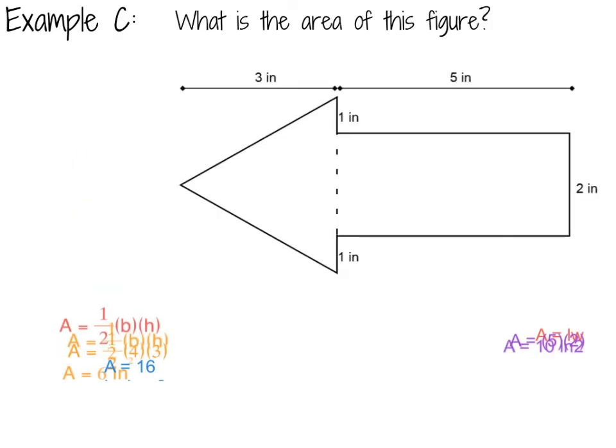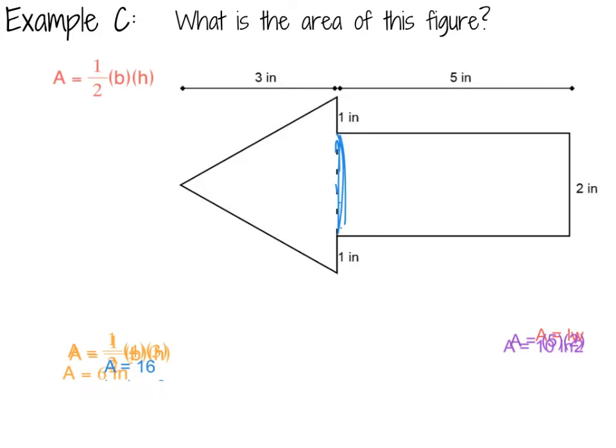So the last one here says, what is the area of this figure? And I have two things that I can clearly see. I can see a triangle and a rectangle. So I'm going to divide them by the triangle and the rectangle and find those two shapes. So I'm going to start with the triangle. I'm going to look at my area formula for a triangle.